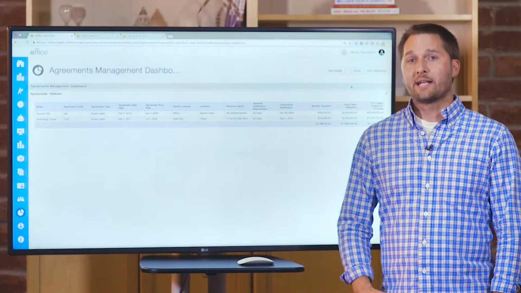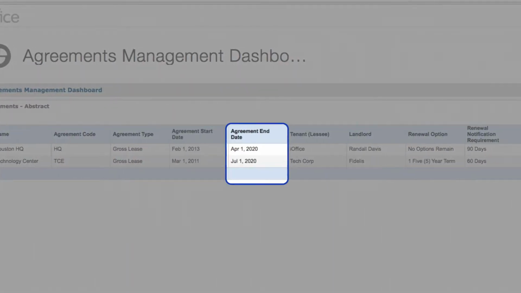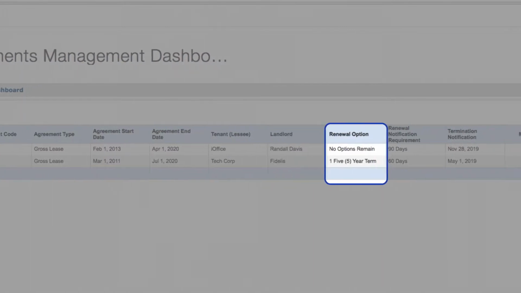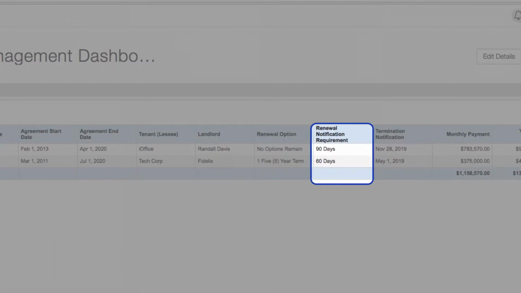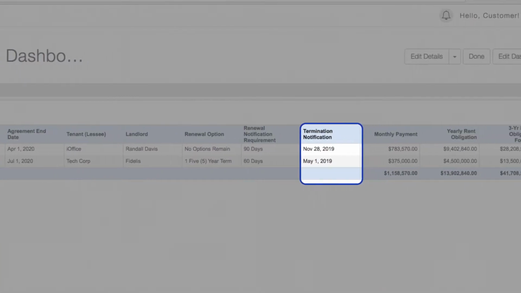She can also access the lease abstract here and learn: When did the lease start? When does it end? Who are the subtenants? Who's the landlord? Do we have any renewal options? And if so, what are the notifications that my team should provide? And of course, termination notification dates.